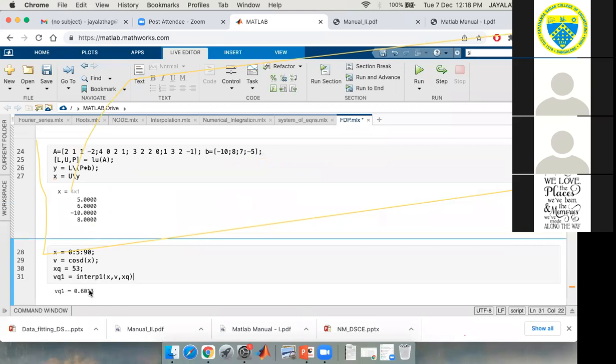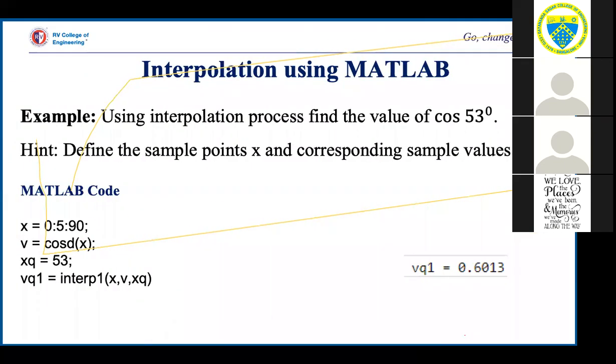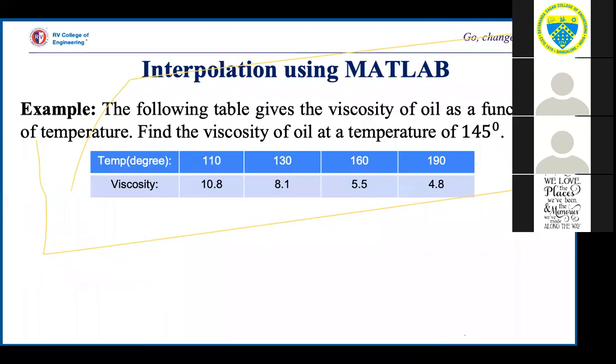So the value of cos 53 degrees is 0.6013. You can just verify using calculator and check the answer. Let me take another application example.